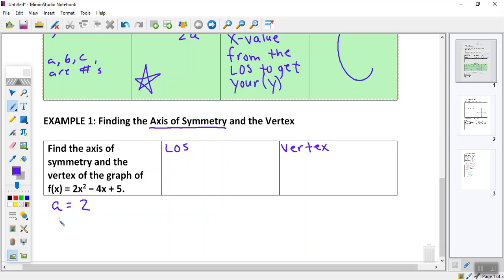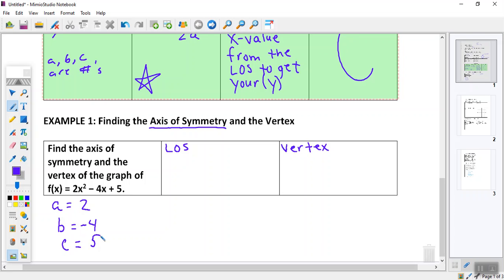Be very careful on this. -4. Yep. I always think it's important when you're doing anything with quadratics, especially that of the standard form, to always write your a, b, and c values. What's the c value here, kids? 5. Okay, good.